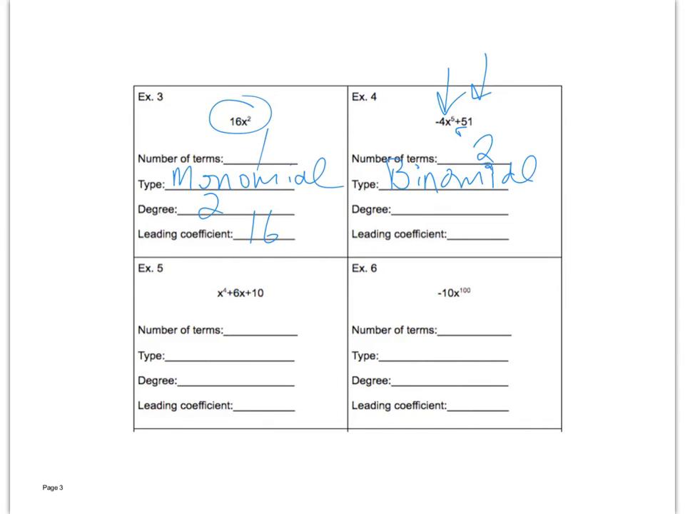Okay, the degree is the highest exponent. So here, that term right there has the highest exponent, and the highest exponent is 5, so that's the degree. The leading coefficient is -4. Don't forget that negative sign.